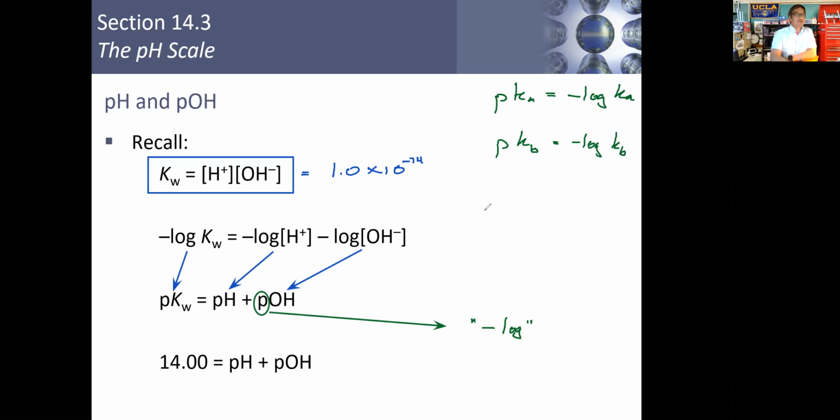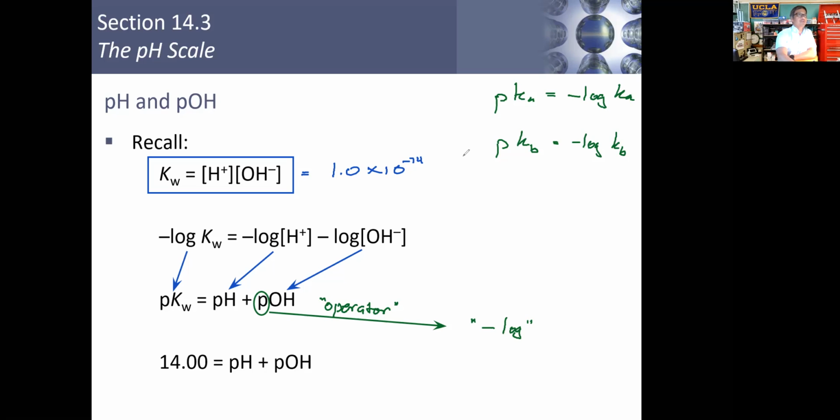All right. So P is an operator that tells you specifically to take the negative log of whatever follows it. And so, since we know what the negative log of Kw is, pKw, we can get this very useful equation right here.